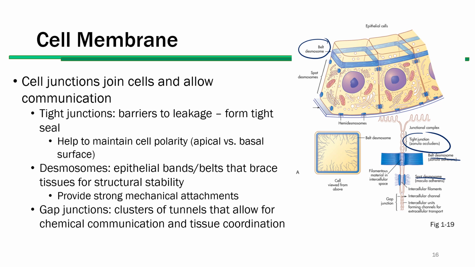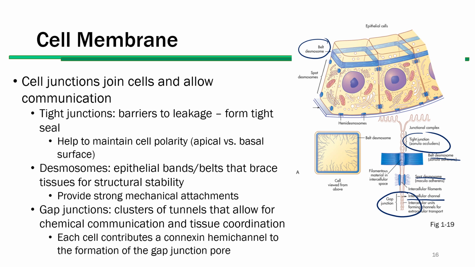And then gap junctions are clusters of tunnels that allow substances to go through. They allow chemical communication and tissue coordination. In this picture, they look kind of like those tight junctions, but this is supposed to show that there's a channel between there where substances can go through, and so communication can occur. Really important in the heart for communication in heart cells.